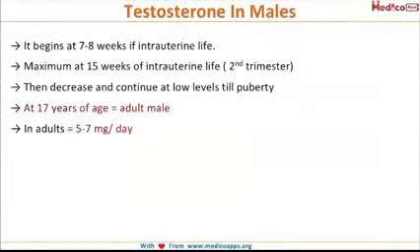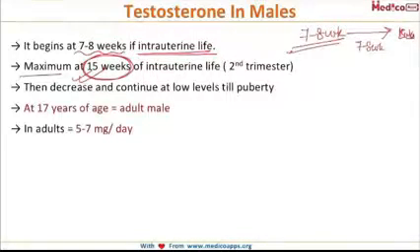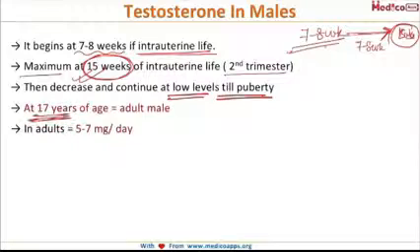Now a few words about testosterone. Testosterone secretion starts at 7 to 8 weeks of intrauterine life, continues to increase for another 7 to 8 weeks, and so it is maximum at 15 weeks, that is in the second trimester. Then it decreases and continues at low levels till puberty, that is till the onset of spermatogenesis. Now when does the secretion of testosterone become equivalent to that of an adult male? It is at 17 years of age. And what is this value? It is 5 to 7 milligrams per day.